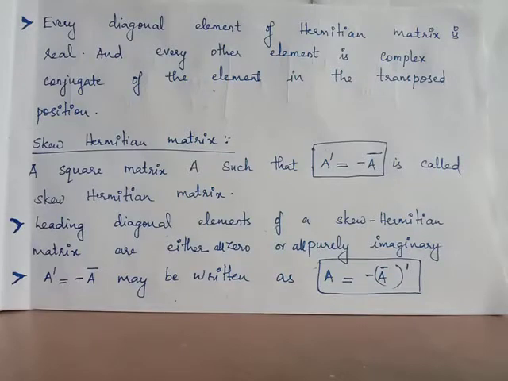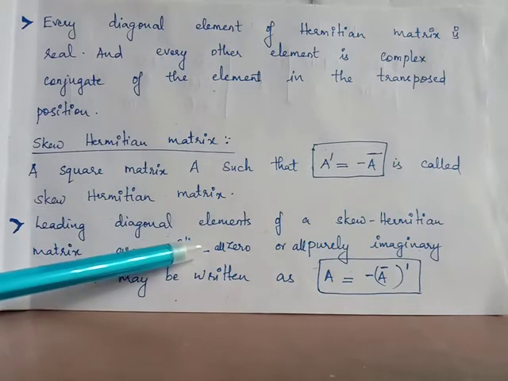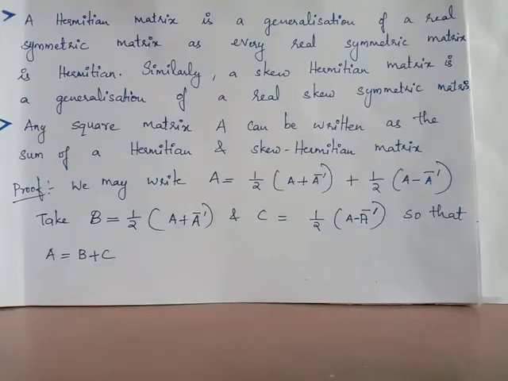Thus, we get the general property applicable to a skew-Hermitian matrix, which is that the principal diagonal elements of a skew-Hermitian matrix will be either 0 or all purely imaginary. We have the general property: every real symmetric matrix is a Hermitian matrix, and every real skew-symmetric matrix is a skew-Hermitian matrix.